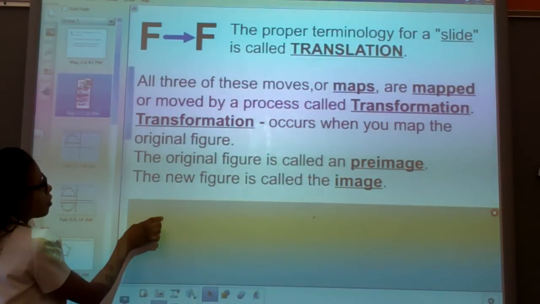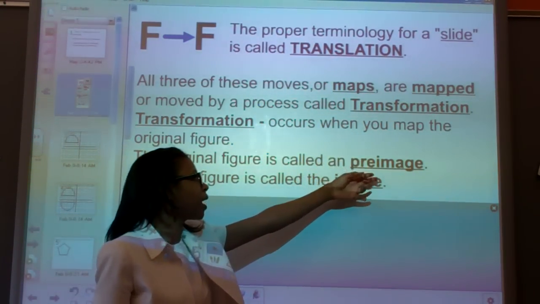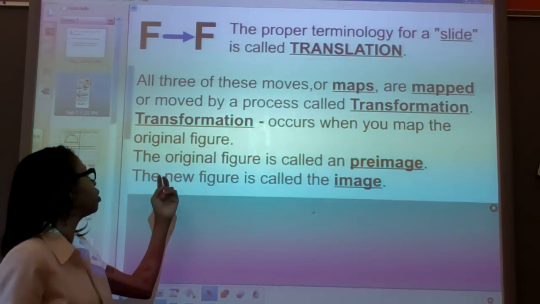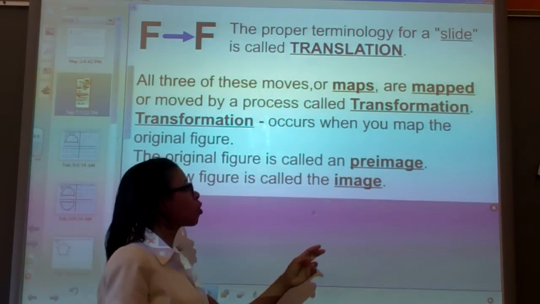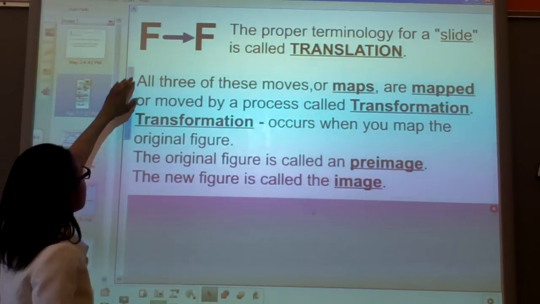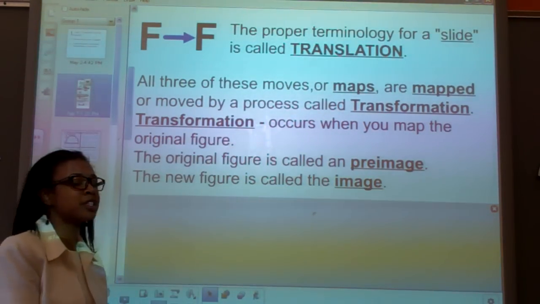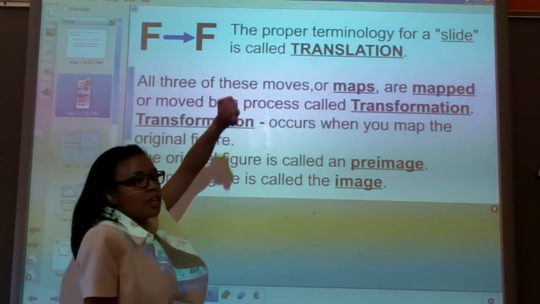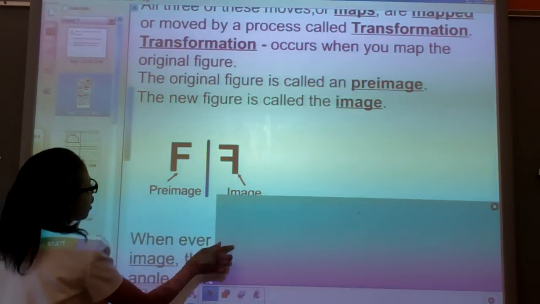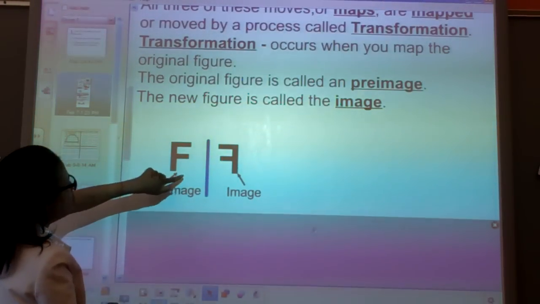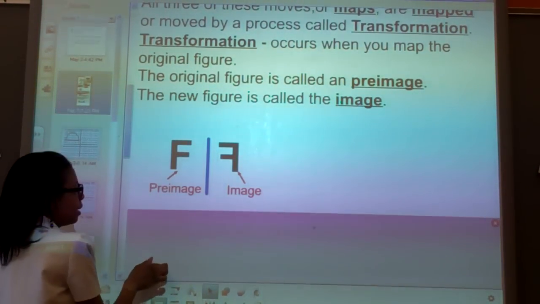And again, transformation is just going to occur when you map or move the original figure to a new location. Okay? The original figure is actually called the pre-image. You've heard me state it before, but I didn't give it an official name. And the new figure, the one that's been mapped or moved, is called the image. So here is the pre-image, and because it was moved by translation, this second one is called the image. All right, so here, this was our first one when we did the reflection. On the left was the pre-image, and on the right is the image.